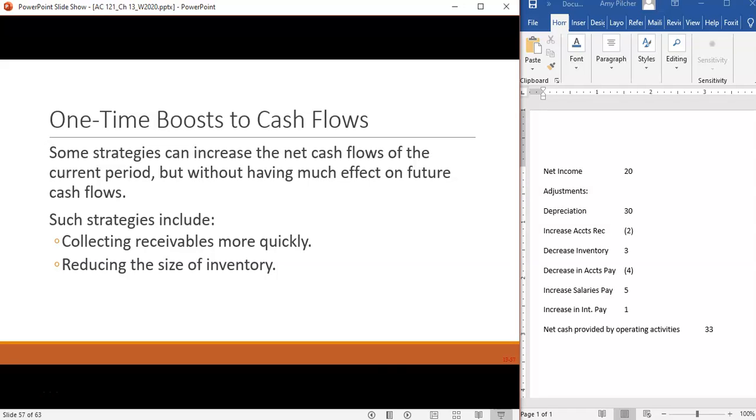Other things that we can do are reduce the amount of inventory that we carry at any given time. Inventory is expensive to house, and by paying for it more often, we reduce the amount of payments that go out at any given time rather than buying a bunch in bulk and then storing it. So there are ways that we can adjust our management of inventory to increase cash flows. We just want to make sure that when we're doing that, we don't run out of stuff that our customers want.